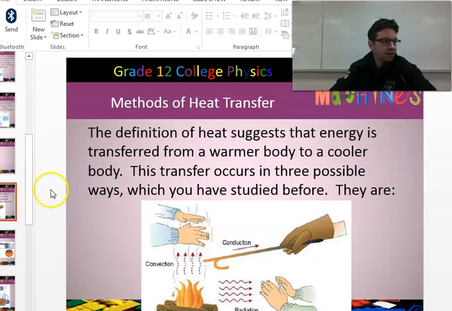Just pause. Okay, let's go on and talk about the methods of heat transfer. So how does thermal energy move from one object to another? There's 3 different methods. We've learned them before in science. We have convection, conduction, and radiation.